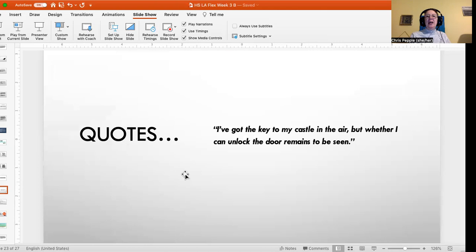Here's another one: "I've got the key to my castle in the air, but whether I can unlock the doors remains to be seen." Part of that is referring to dreams that we have, and society doesn't always let us fulfill those dreams. So, for that time, women, she wasn't allowed to automatically just publish what she wanted to at the beginning of her career. She had a lot of limitations based on finances and her gender. So, she knew what her dream was, but she didn't know if she could unlock the door.